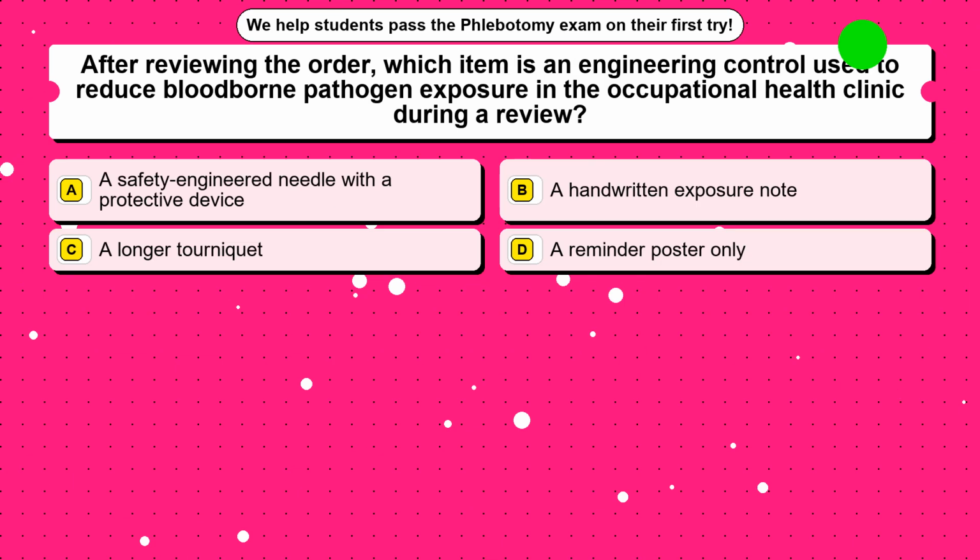Question 17. After reviewing the order, which item is an engineering control used to reduce bloodborne pathogen exposure in the occupational health clinic during a review? Option A. A safety engineered needle with a protective device. Option B. A handwritten exposure note. Option C. A longer tourniquet. Option D. A reminder poster only.